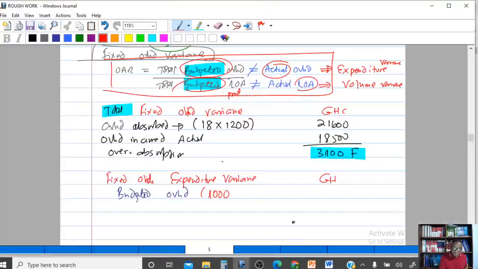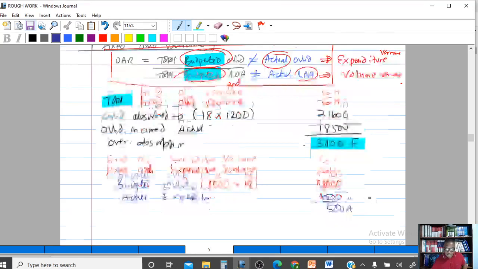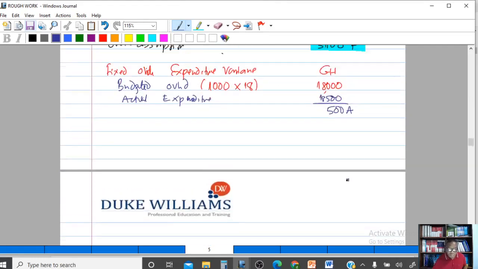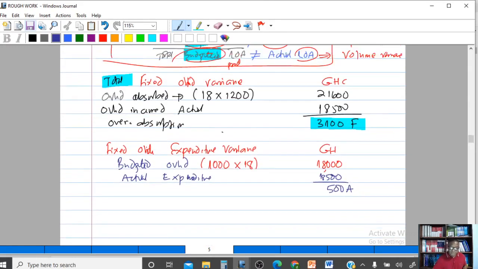So interestingly, this is 18, giving us 18,000 against actual expenditure. Okay, actual expenditure or actual overhead incurred, which is 18,500, and that is 500 adverse. All right. So I have this in money, 500 adverse.